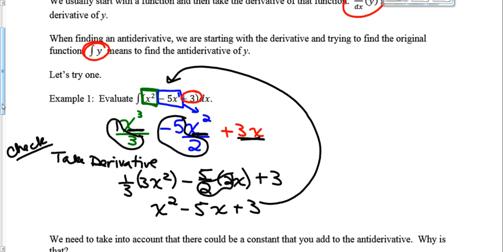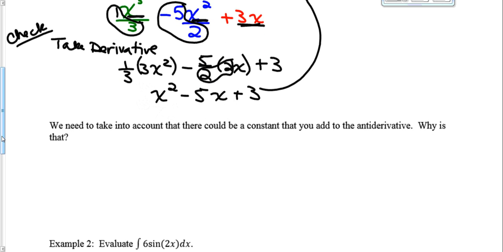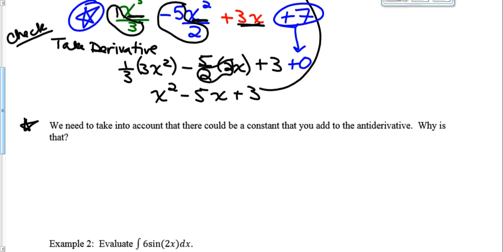Now, when I gave you the antiderivative, I left something off. And that is right here. We need to take into account that there could be some constant that you add to the antiderivative. So why is that? Well, let's say that I had in my antiderivative, which is this step at the top of my screen, couldn't I have had maybe a plus 7 at the end? And when I took the derivative of plus 7, the derivative of a constant is 0. So technically, there could be some constant right there, and I have no idea what the constant would be, but I know there could be one.